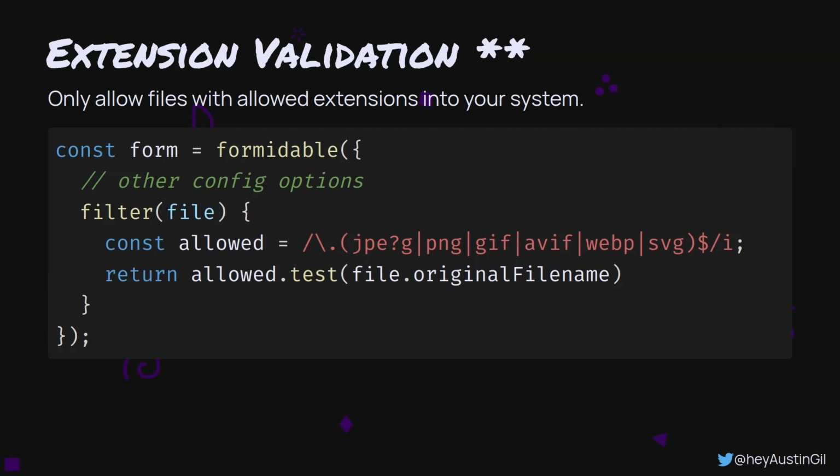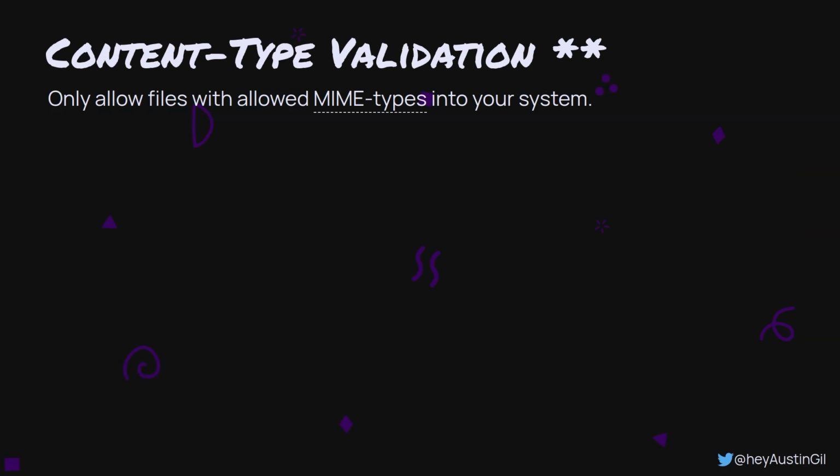Now this has a double asterisk because testing a file extension is not really bulletproof, because users can very easily change the name of the file and just modify the extension to be something that it's not. So we have content type validation, which allows us to check the contents of a file. We can do this similar to the file extension filter. We can filter files based on their MIME types.